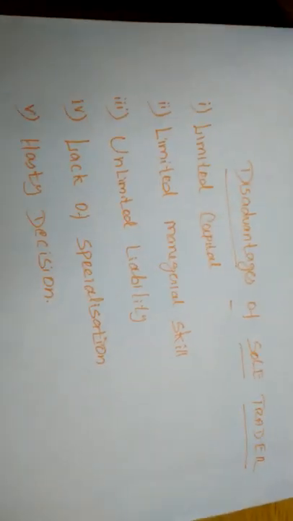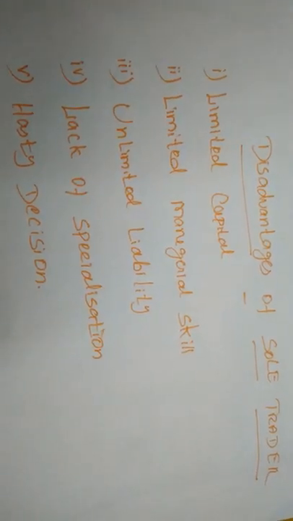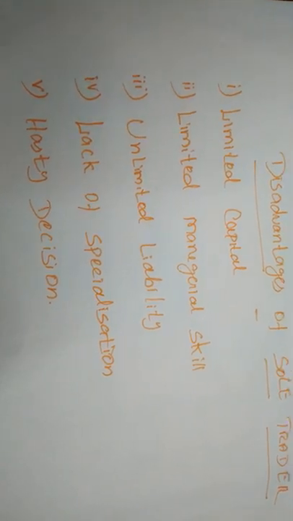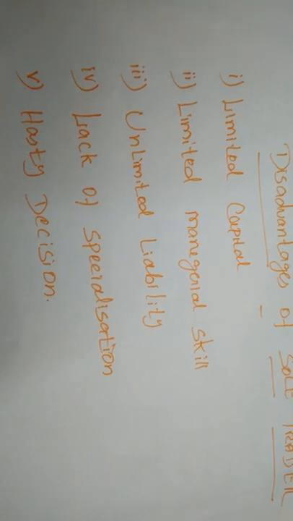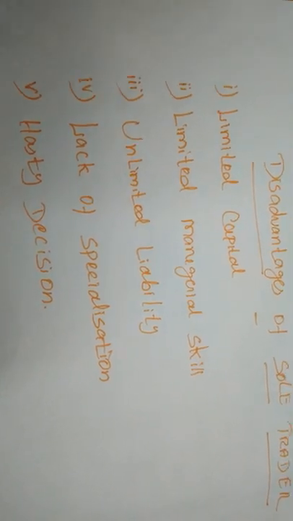The first disadvantage is limited capital. How is limited capital a disadvantage to the sole trading business organization? Since the capital is contributed by one individual, business operations have necessarily to be on a limited scale. As a single person, if he is very rich, no problem, he can start the industries at a large extent.